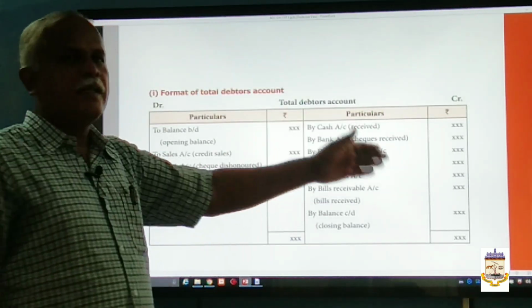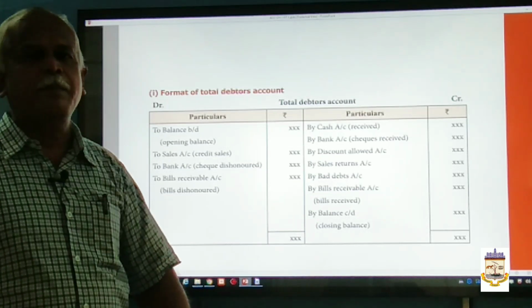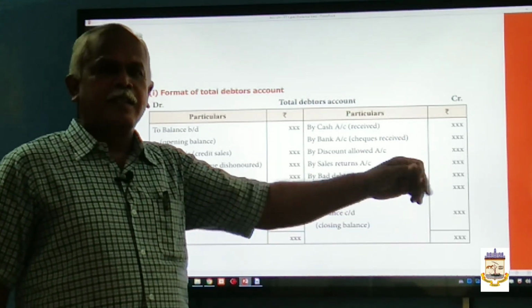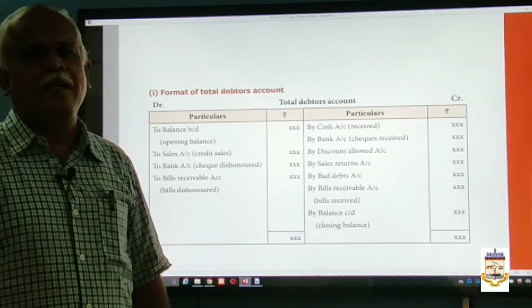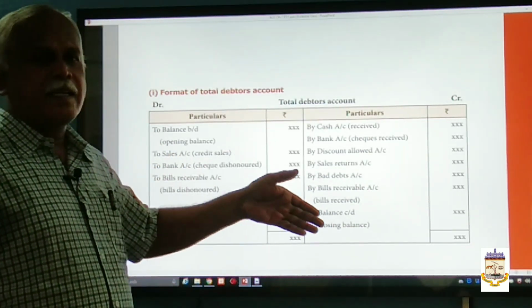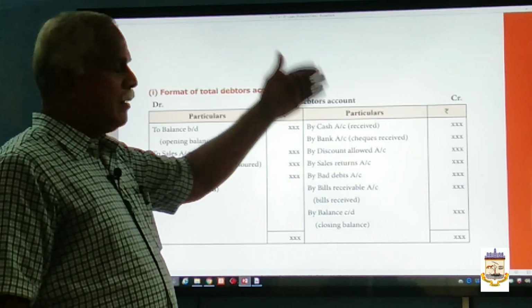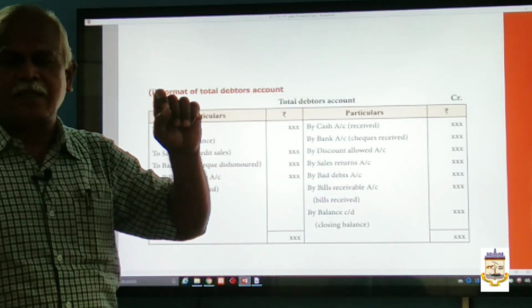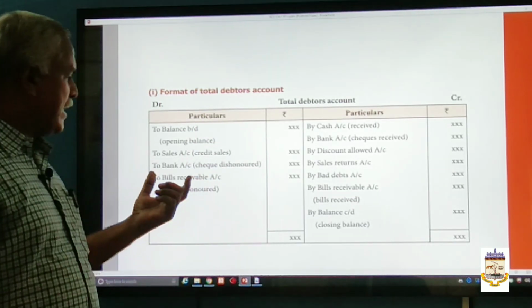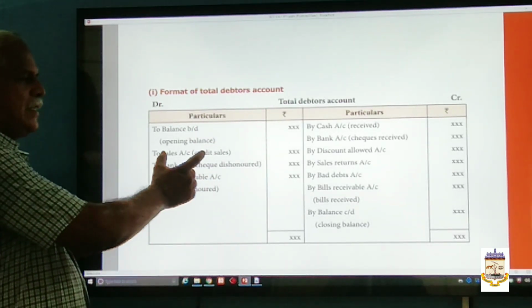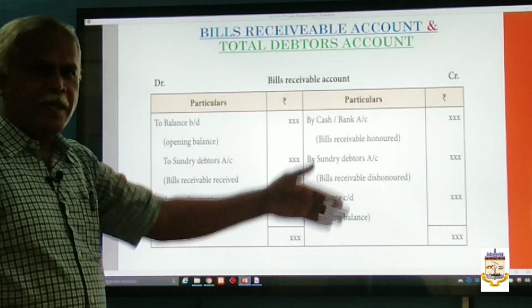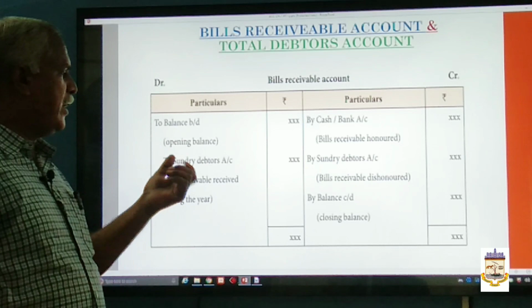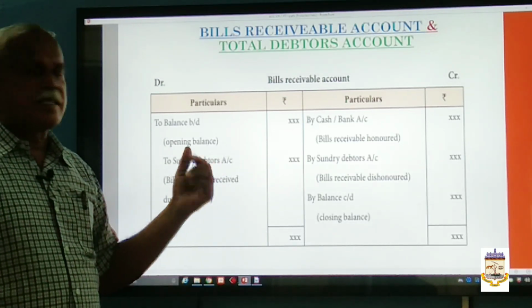Then by balancing this account, we get the closing balance of total debtors. This will be reflected as debtors on the asset side of the balance sheet. This is the debtors account, and preparing the bill receivable account and debtors account should be simultaneous to arrive at the credit sales made, that is credit sales. This is the balancing figure which, by preparing both the accounts, that is bill receivable and debtors, we are going to find out credit sales.